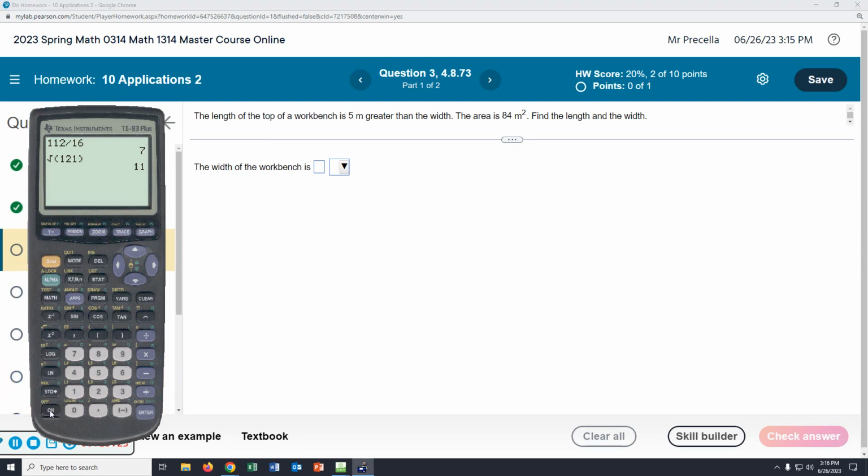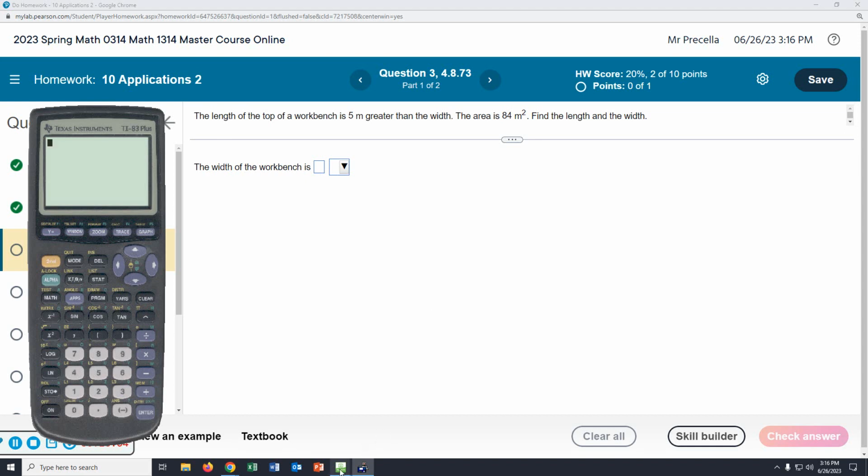Now, problem number 3 is very similar to that. The length of the top of a workbench is 5 meters greater than the width. The area is 84 square meters. Find the length and the width of the workbench. Let's see. So the length is longer than the width. The width is the smaller side. They're told the length is 5 meters more. I like to make the shorter side the unknown.